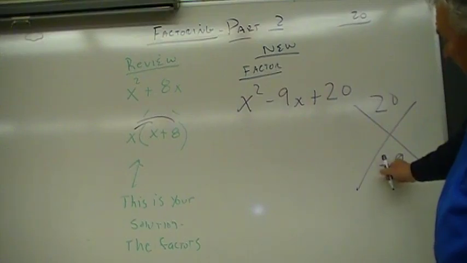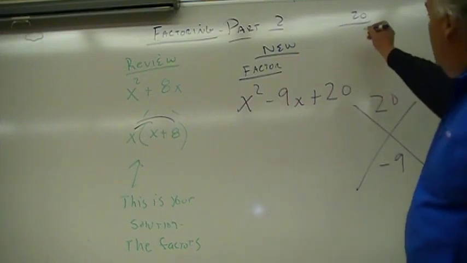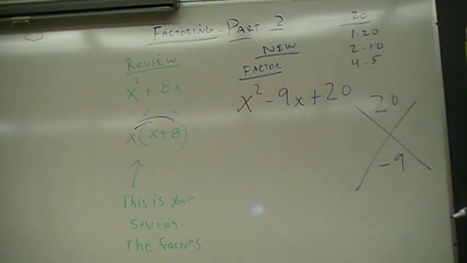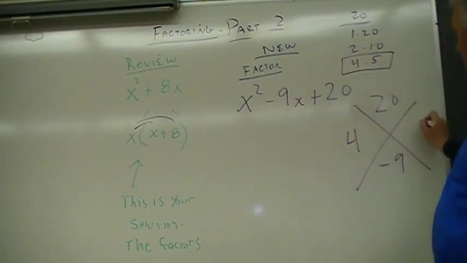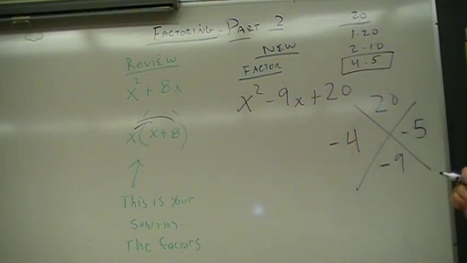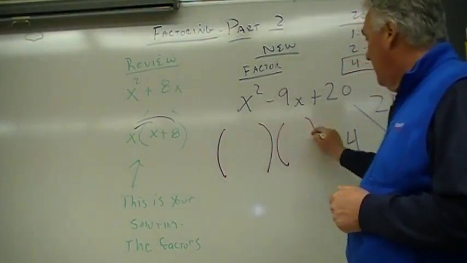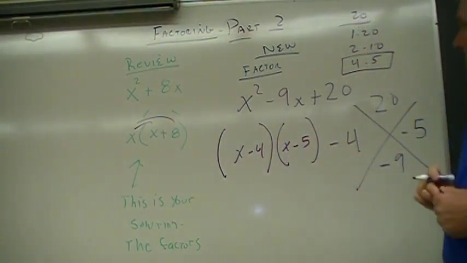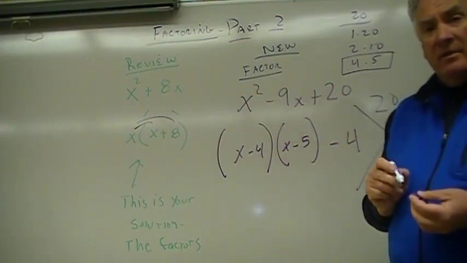Now, it could be negative times negative or positive times positive. And because this is a negative here, we're still going to be adding the numerals, but we're just going to put a negative in front of them. And there are your factors of 20. Which of those add up to be 9? This. And because this is a negative, they both will be negative there. So negative 4, negative 5. And so our answer will be x minus 4 times x minus 5. If you FOIL all this, you will get this. And that is factoring part 2.